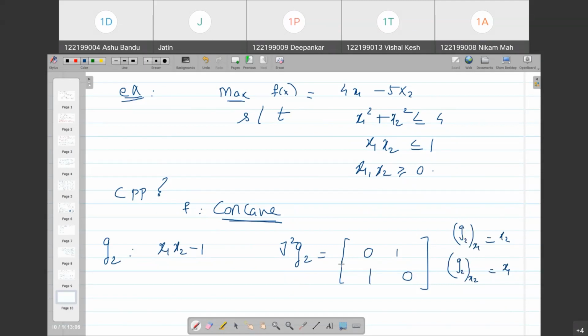As you can see, the principal minors, or you can say the determinant principal minors, are not all positive. So therefore this is not positive definite, and therefore this is not convex. G2 is not a convex function. Or you can find the eigenvalues as well. The eigenvalues will come out to be plus minus 1, so they are not all positive. All have to be positive. Therefore, again, this is not a convex function. So this is not a CPP.